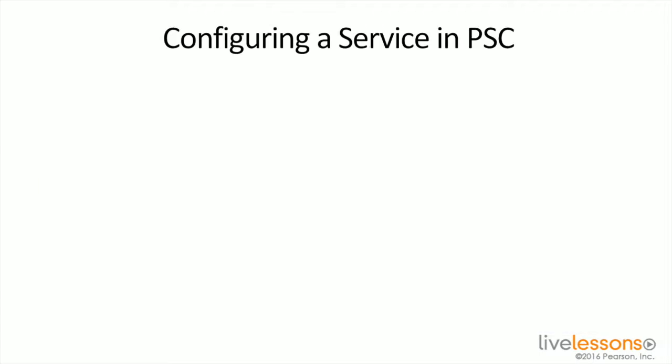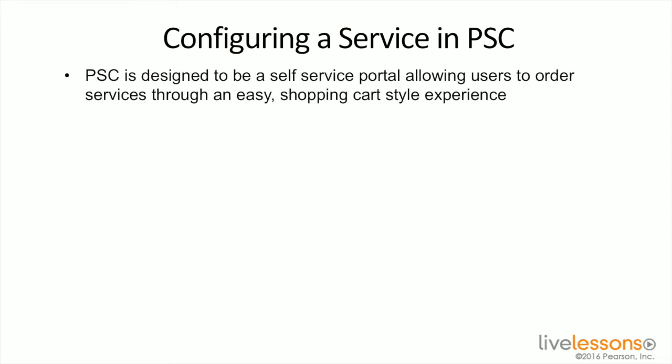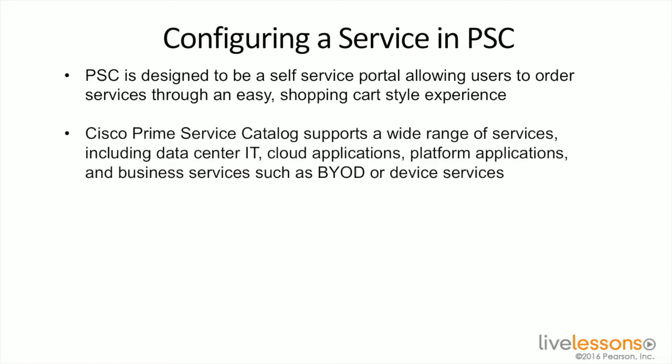So the first thing we need to do when we're configuring a service in Prime Service Catalog. So Prime Service Catalog is really designed as that self-service portal. So the intent of it is to be very easy to be able to order new services and for end users to be able to leverage. In addition, Prime Service Catalog has a wide range of services it supports. It's not just about IT and data center stuff. It can be about platform applications, cloud applications, devices, any number of things.